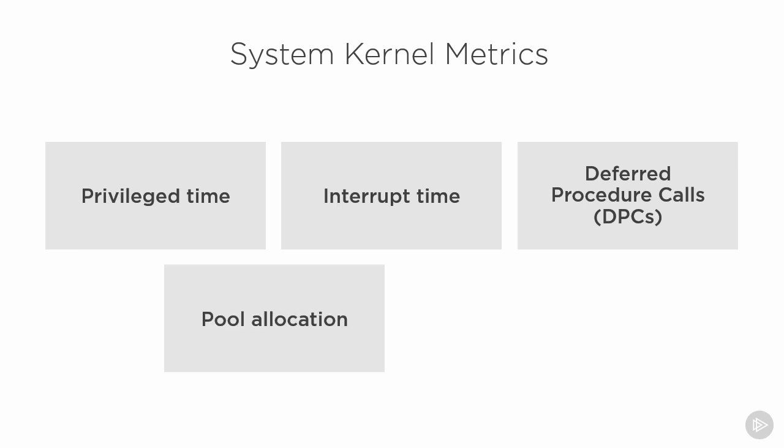Another metric is pool allocation. This identifies which kernel functions and device drivers are allocating and deallocating memory pool. Finally, there's I/O request packets, which tells us how many I/O requests are occurring, their size, and how long it's taking them to complete.